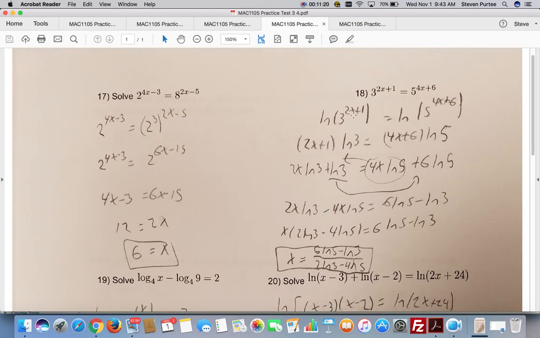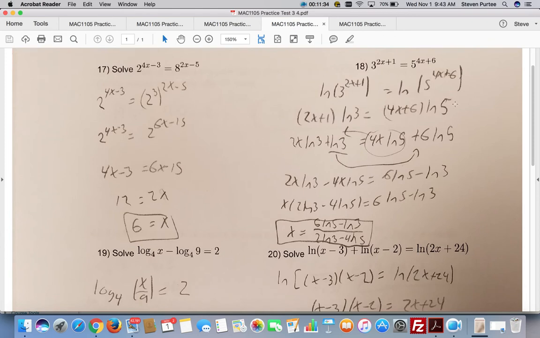The whole purpose of taking logs is to bring the exponents down to ground level. So this 2x plus 1 comes down and is multiplying ln of 3. Same with the 4x plus 6. ln of 3 and ln of 5 are just numbers. They just distribute. So 2x times ln of 3 is not ln of 6. I can't take the 2 times the 3. ln of 3 is just a number. It's just going to hang out. So distribute the ln of 3. On the right, distribute the ln of 5.